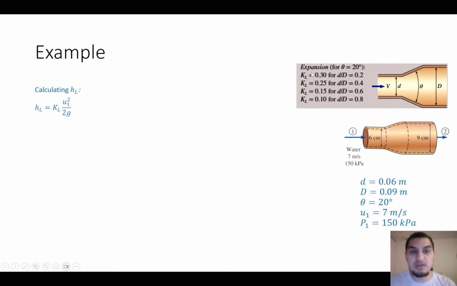You will see there are different values of KL for the different values of d over D. So we have 0.2, 0.4, 0.6, 0.8. So for our case, we have 6 over 9, which is 0.667. So it's going to be between these two numbers. So the corresponding KL would be something between these two values. It's expected that it's going to be closer to the 0.15, so it can be 0.14 or 0.13.